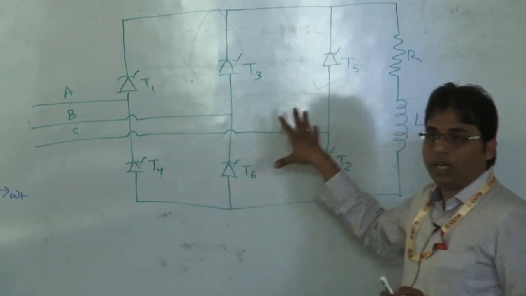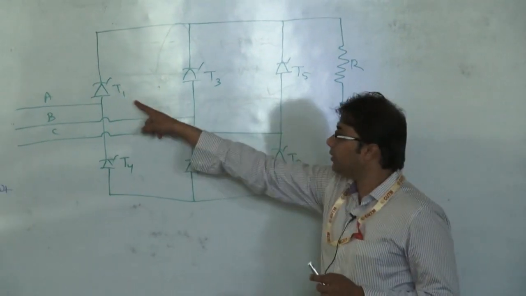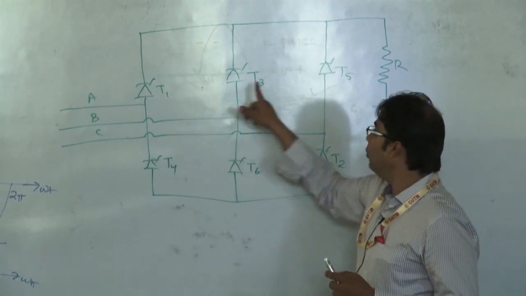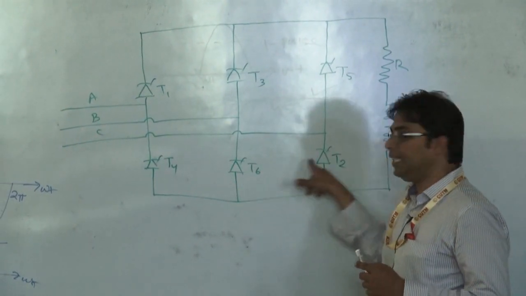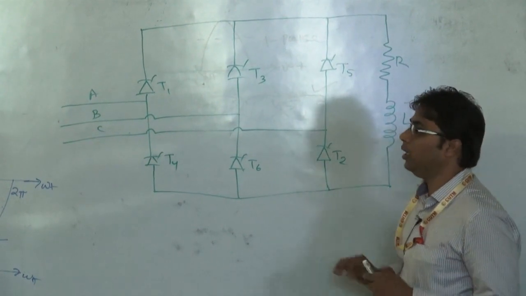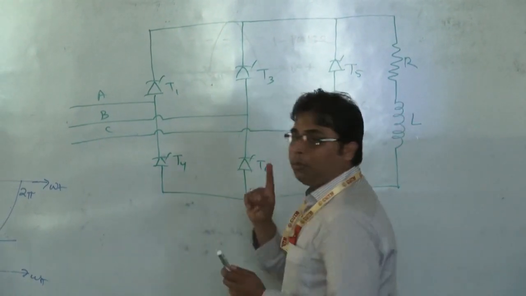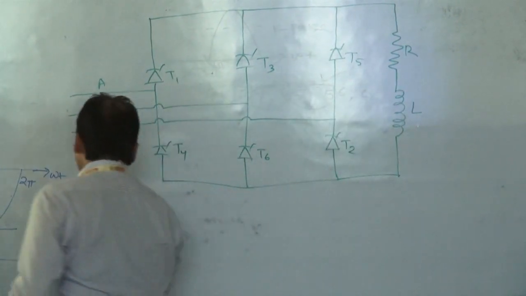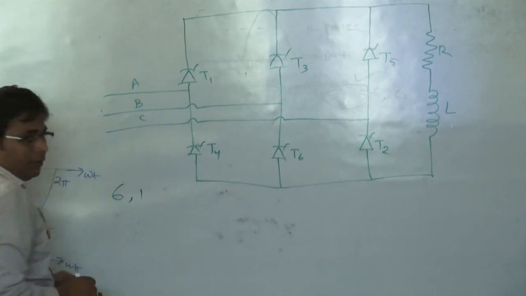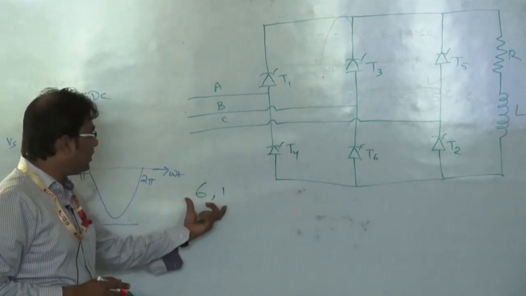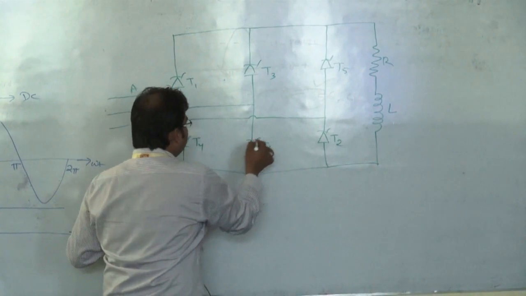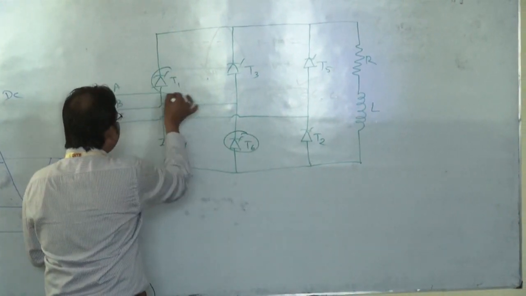So this is my circuit diagram. These are the upper half and these are the lower half: T1, T3, T5, T4, T6 and T2. Now, when one pair is conducting, let us assume first which pair? 6 and 1. First let us assume 6 and 1 is conducting, T6 here and T1 here.